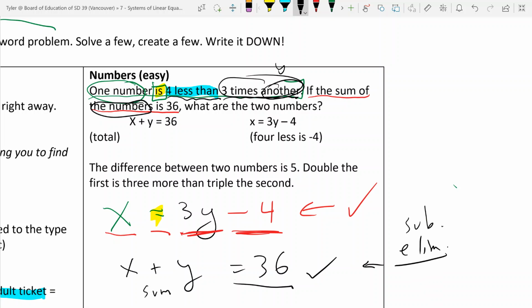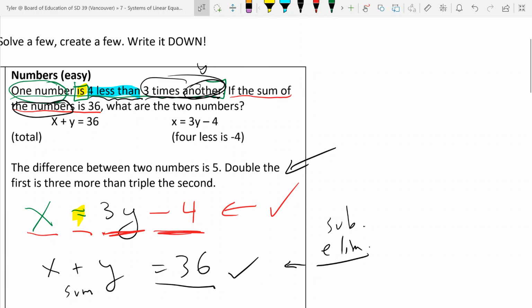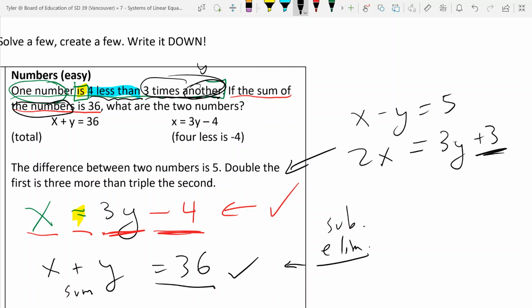I'm not going to do that in this video because you know how to do that already. Setting these up was the big thing. You could try with this question as well, and the answer here, I'll write it here so you can see it. The difference between two numbers is 5. Difference is subtraction, so it's that. And the second question, double the first, 2x, is equals 3 more than triple the second. 3 more than is plus 3, triple the second is 3y. And that's the second equation, or the second question set up.